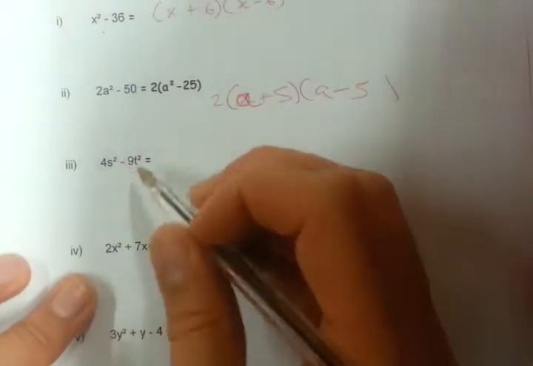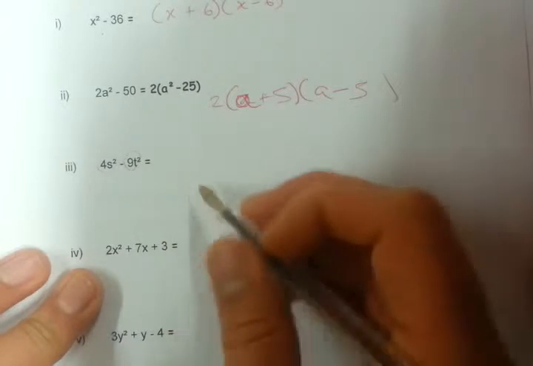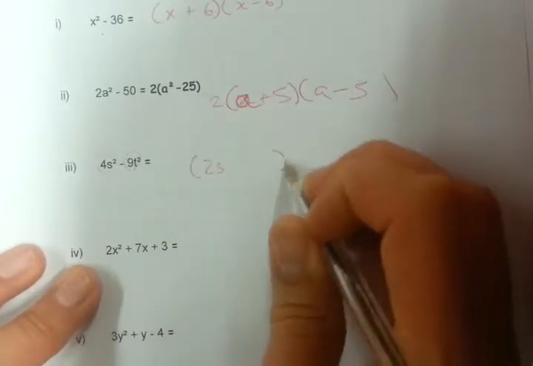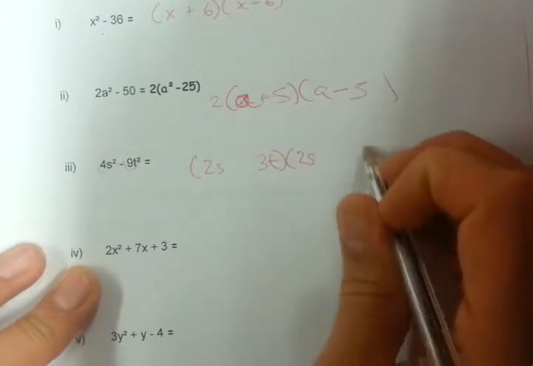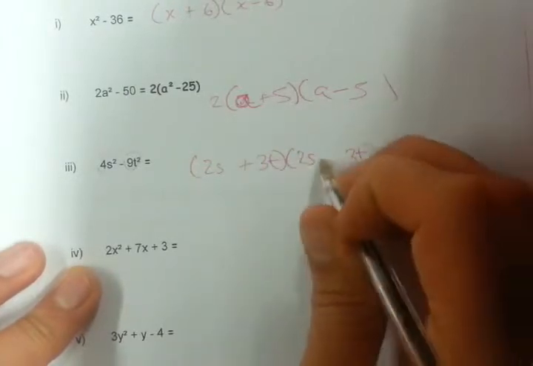These ones, there is no common factor, so it's not quite the same, but 4s squared does square root, so it goes to 2s. And 9t squared also square roots, so it goes to 3t. And then you stick a plus and a minus in the middle.